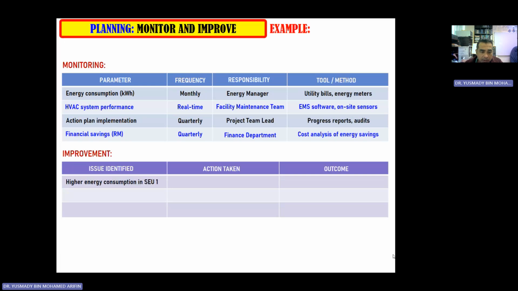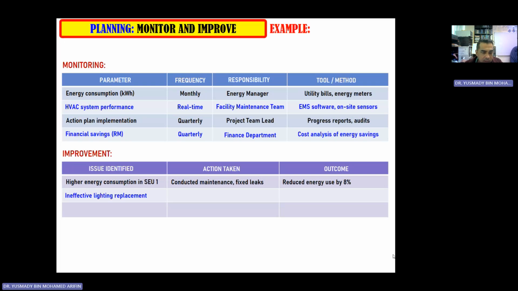For example, the first issue, we have higher energy consumption in SEU 1. Action taken, we need to conduct maintenance and also fix leaks, whatever leak happens in the processes, in the line. So the outcome, by implementing the action, we can reduce energy use by, sorry, 8%. So we can reduce energy use by 8%.